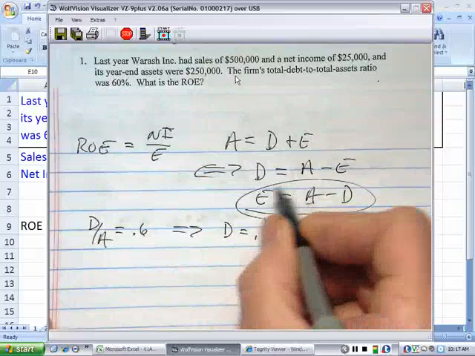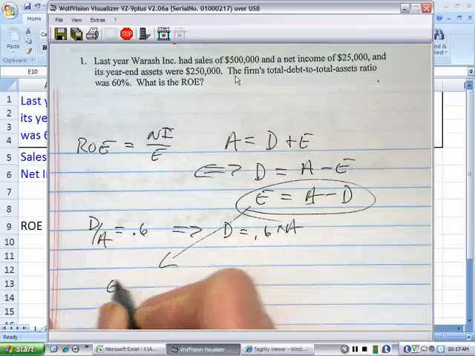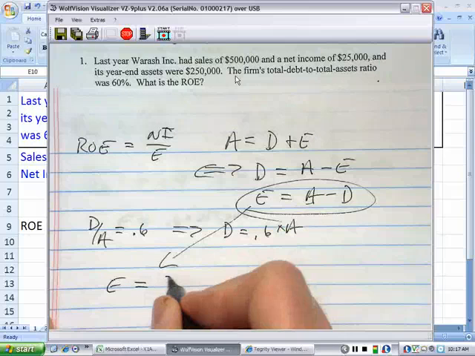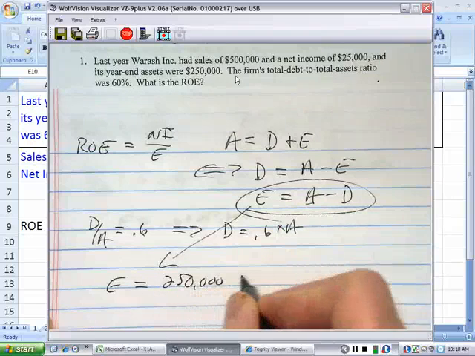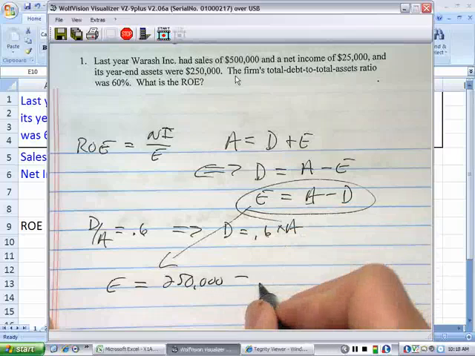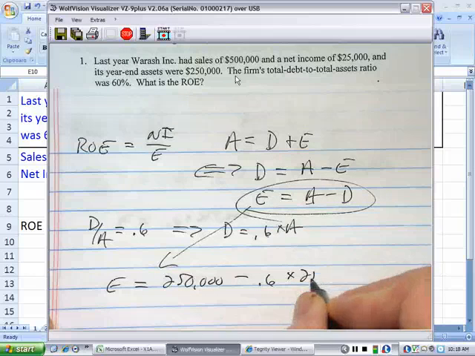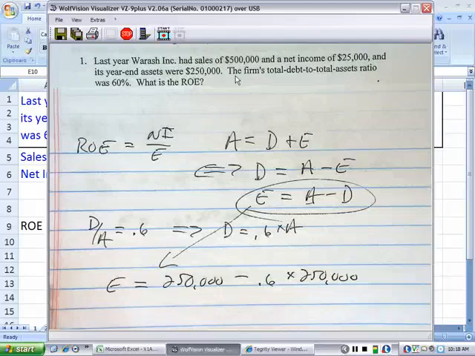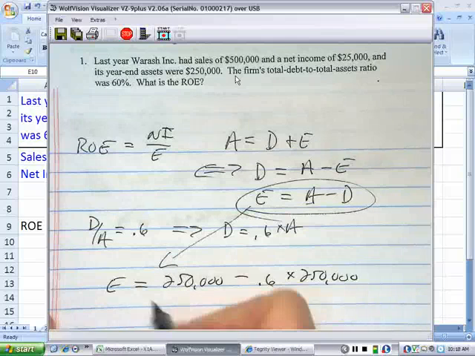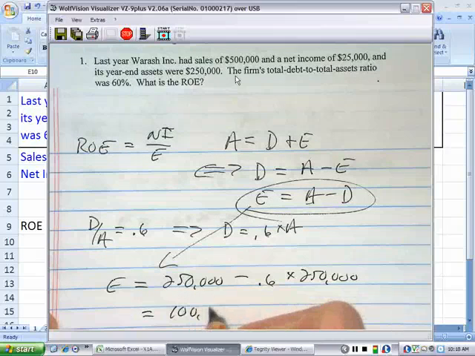So what that tells us from this expression is this: equity is going to be assets of $250,000 minus debt, which is 0.6 times $250,000. Now, when you go ahead and multiply that through, you find that you get equity of $100,000.